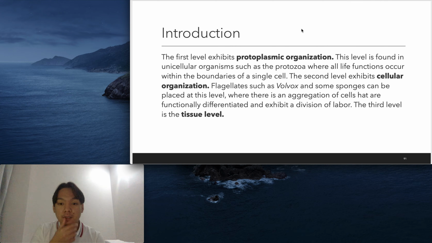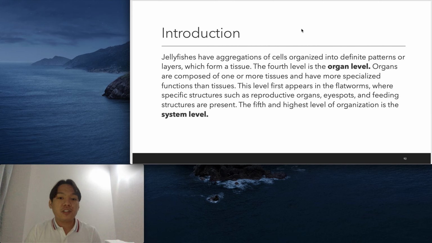a single cell. The second level we call cellular organization, like the flagellates, such as Volvox, and some sponges, can be placed at this level, because we need an aggregate of cells to call it cellular organization. They are differentiated. They exhibit a division of labor among these cells. And the third level is the tissue level, which we belong to, mammals and vertebrates. So jellyfishes have aggregations of cells organized into definite patterns of layers which form a tissue.